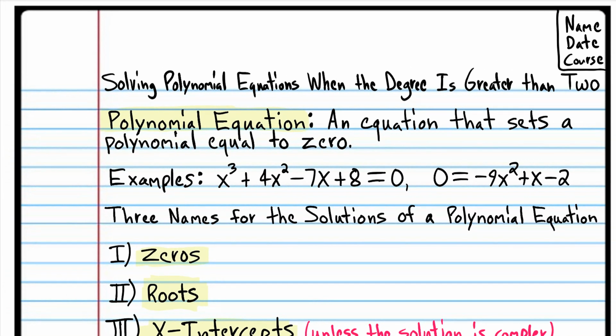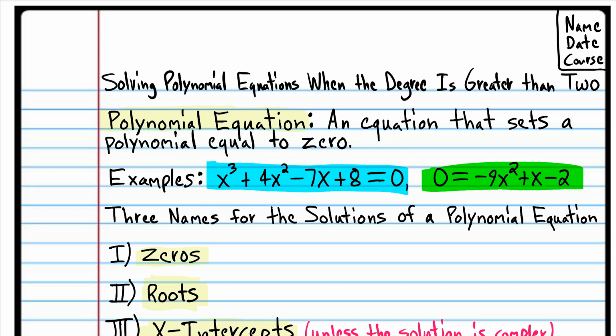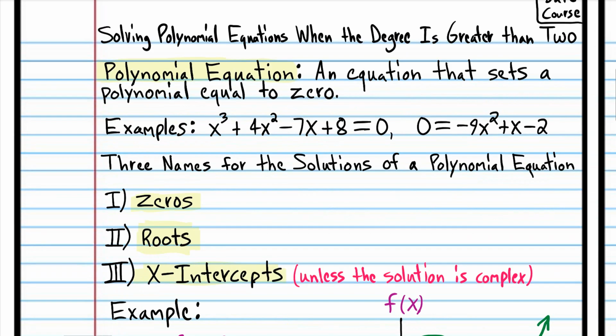A polynomial equation is an equation that sets a polynomial equal to 0. Here's an example in blue and an example in green. The solutions to a polynomial equation are called zeros, because if a number is a solution, when you plug it into the equation, it makes this expression equal to 0. So we call the solutions, again, zeros.